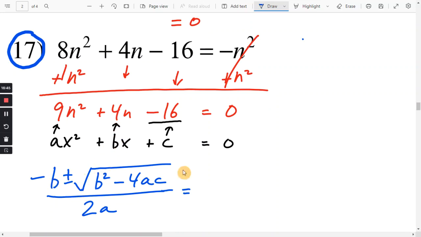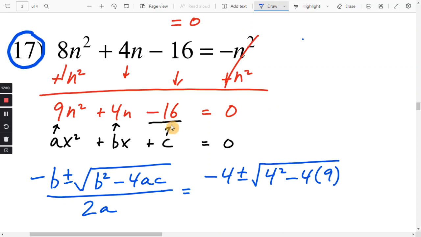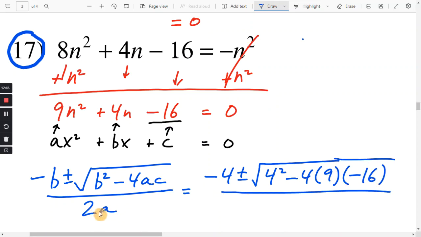Negative b is going to be negative 4. B squared is going to be 4 squared. Okay, again, if this were negative, like negative 4 squared, make sure you use parentheses. Minus 4 times a, which is 9, times c, which is negative 16. And that's divided by 2 times a, or 2 times 9.